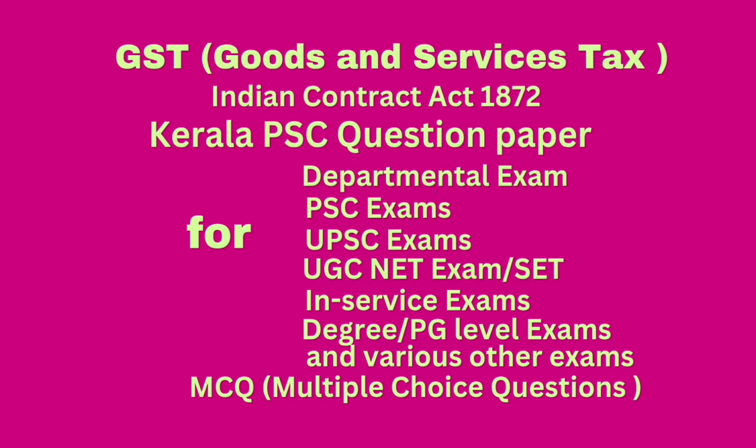Question number 61. Damages which arise naturally in usual course of things from breach are called as dash. Answer, general damages. Question number 62. Damages which an aggrieved party can claim in addition to ordinary damages for any loss suffered owing to special circumstances known to both the parties at the time of signing the contract are called. Answer, special damages.